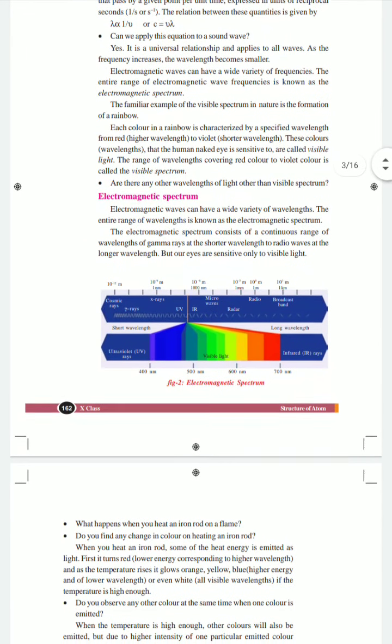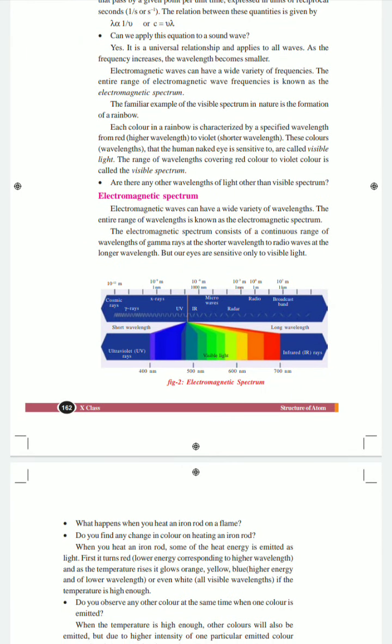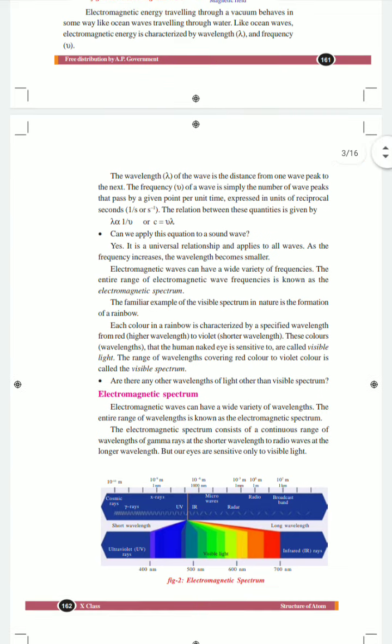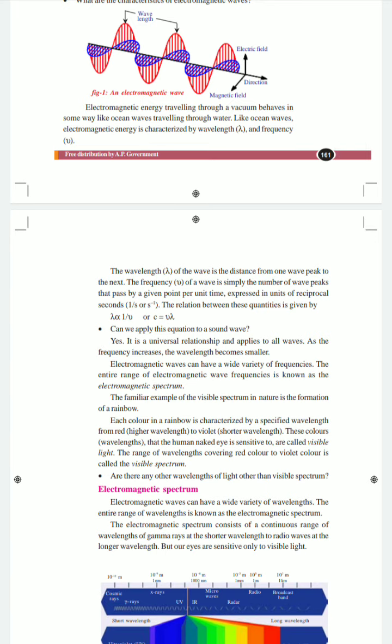So, according to the quantum theory, we know the energy for a certain frequency can be represented by the equation E is equal to h mu. Here E is the emitted energy and h is the Planck's constant, that is 6.626 into 10 power minus 34 joules, and mu is the frequency of the light.